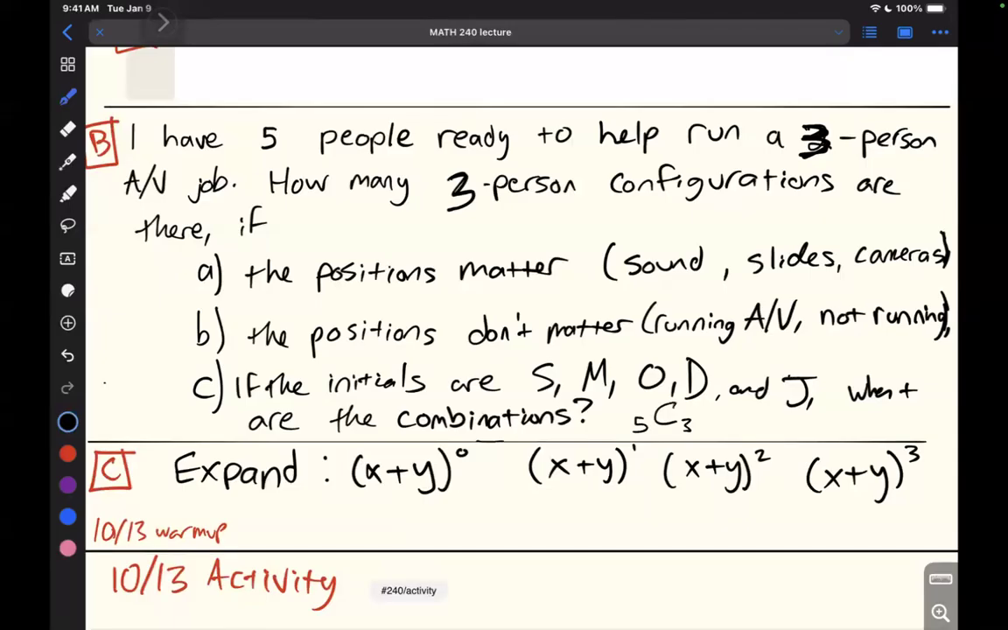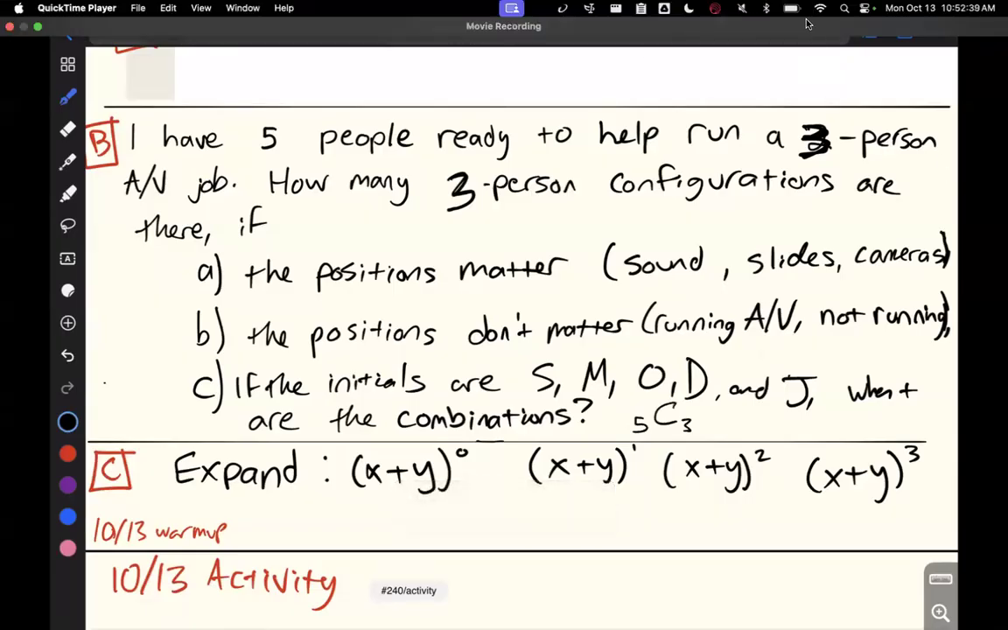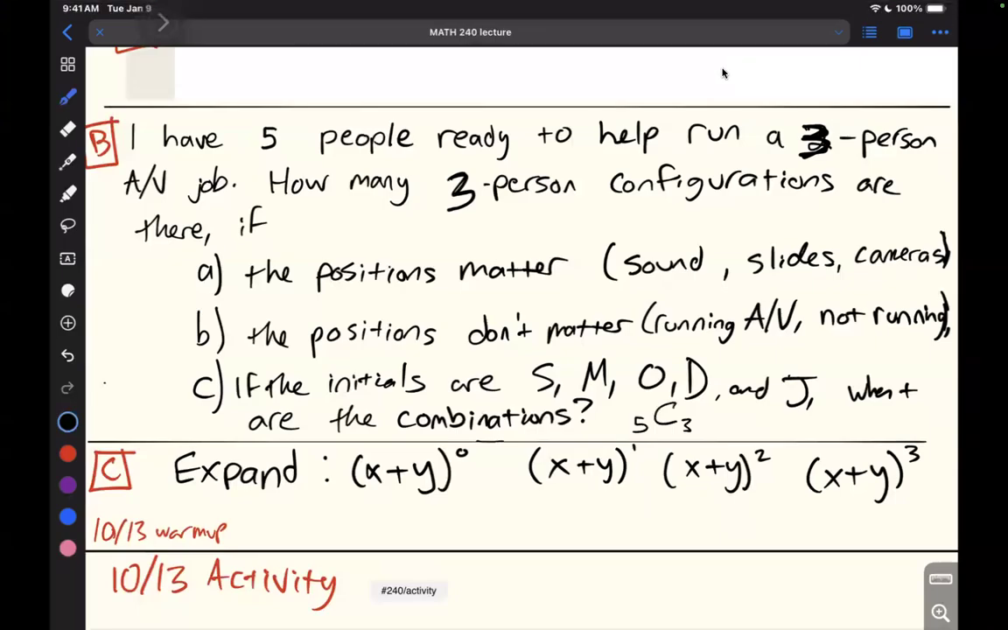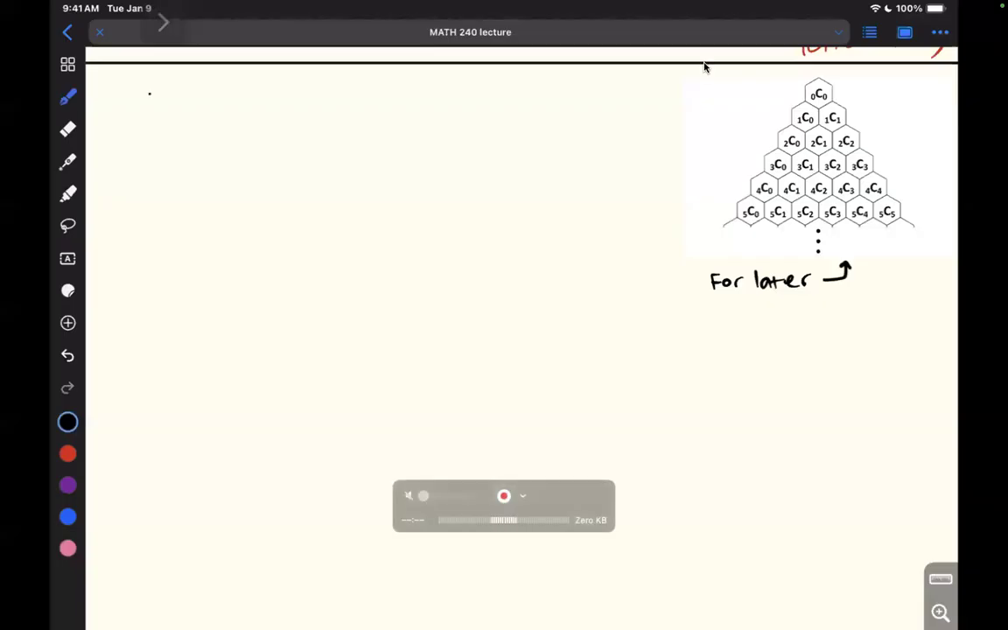All right, so I will pause recording, and I've got markers, so get into groups, go to the board, talk about it. All right, so let's take the case for my AV problem.